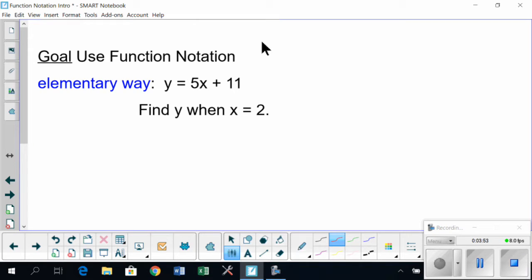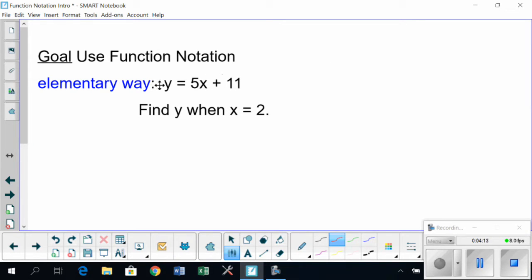We want to learn really how to write functions in algebra class and the difference between the elementary way to write a function and a more advanced way to write a function called function notation. So write down the goal. The goal for today is to be able to use function notation. And let's look back at the elementary way to write a function.